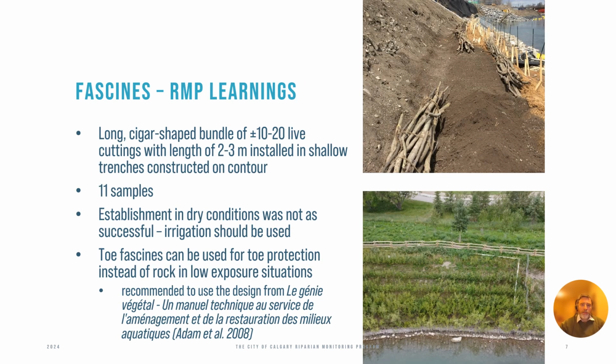Fascines are cigar-shaped bundles of 10 to 20 live cuttings that are 2 to 3 meters long, installed in shallow trenches along contours. Since they don't access deep soil moisture, they should be used on moist, shady, or north-facing sites. We assessed 11 transects with fascines and found that they struggled in dry conditions, so irrigation is recommended. Toe fascines can replace rock for toe protection in low exposure areas, using the design reference shown here, which ensures good contact with native soil and moisture versus the design from Site 2 of the Bioengineering Demonstration and Education Project, where toe fascines are implemented.